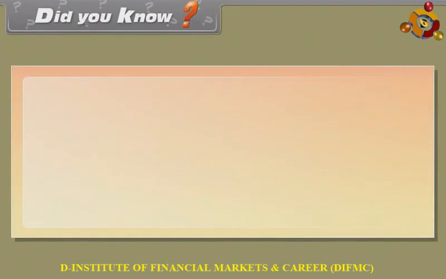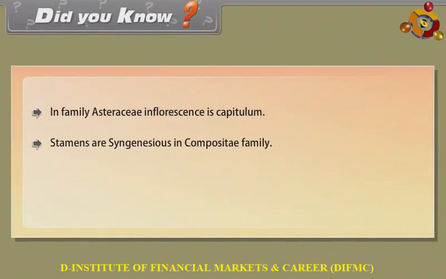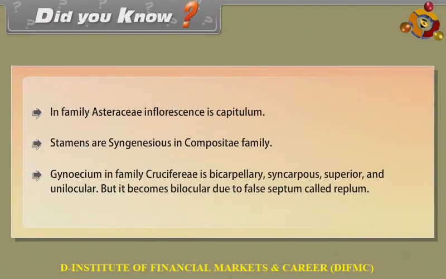Did you know, in family Asteraceae, inflorescence is capitulum. Stamens are syngenesious in the composite family. Gynoecium in family Cruciferae is bicarpellary, syncarpous, superior and unilocular, but it becomes bilocular due to a false septum called replum.